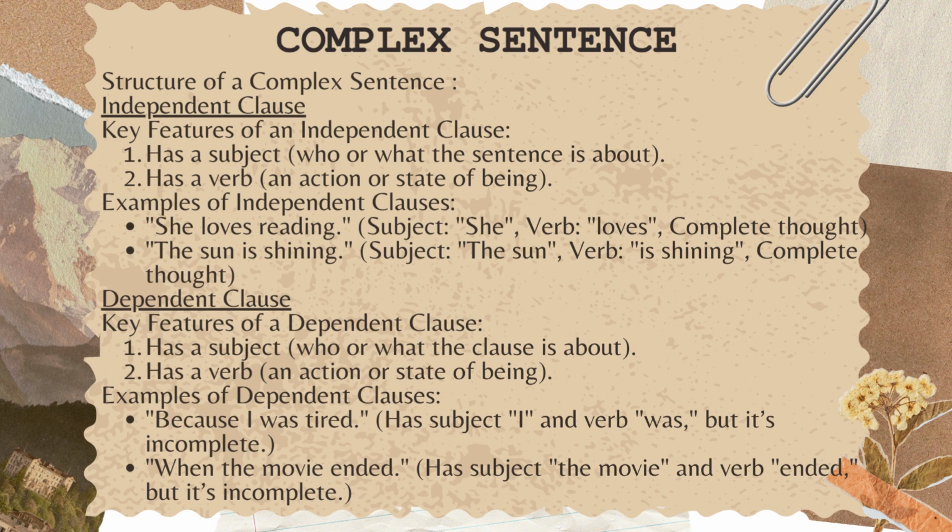Dependent clause. Key features of a dependent clause: has a subject, who or what the clause is about; has a verb, an action or state of being. Examples of dependent clauses. Because I was tired. Has subject I and verb was, but it's incomplete. When the movie ended. Has subject the movie and verb ended, but it's incomplete.